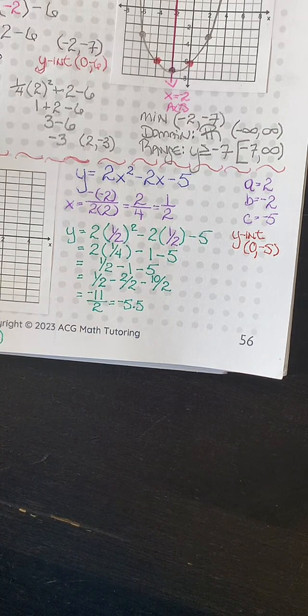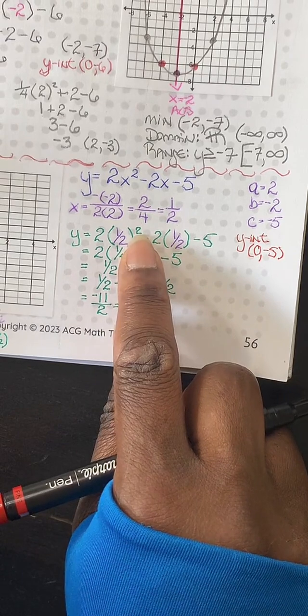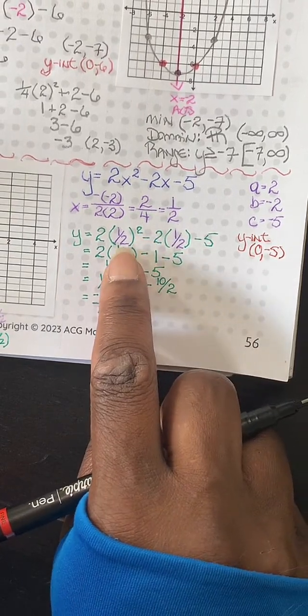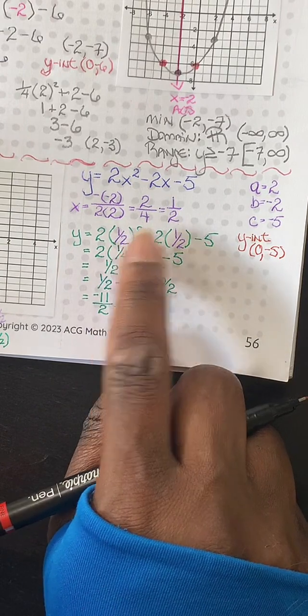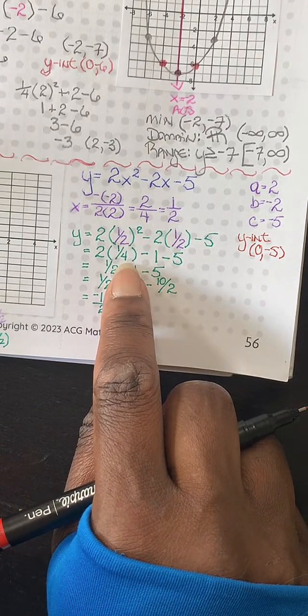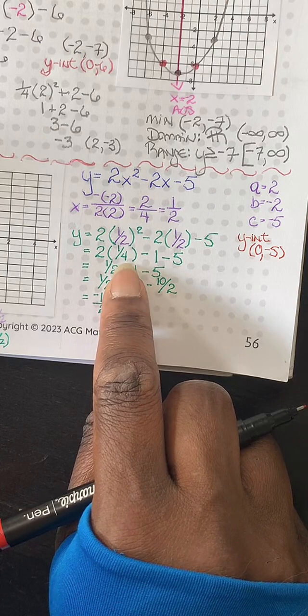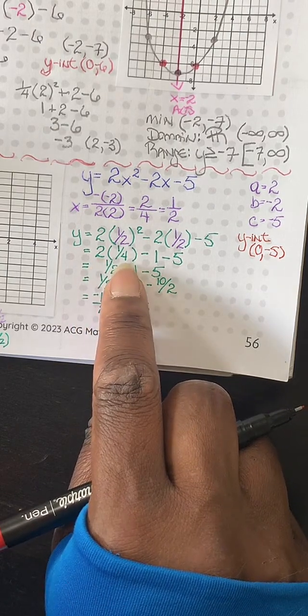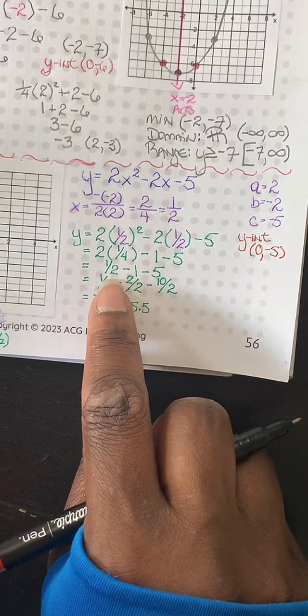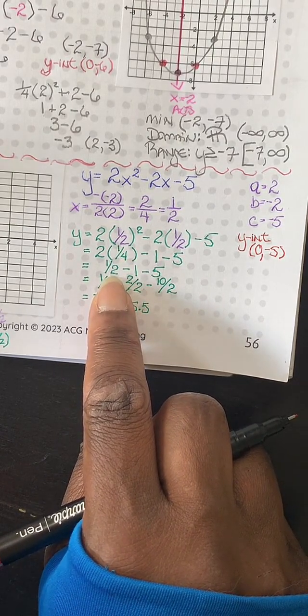Okay, how'd you get to 1/4? So 1/2 squared. Okay, 1/2 squared, that means 1/2 times 1/2. So 1 times 1 will give us a 1, and 2 times 2 will give us our 4. Okay, so that gives me a 1/4. So then if I take 2 times 1/4, that gives me 2/4, which will give me my 1/2. Okay.